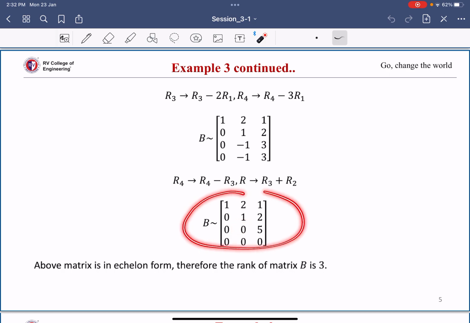So this particular matrix is in echelon form since all the entries below the leading entry are 0. The leading entry of the first row is 1 and all the entries below 1 are zeros. The leading entry in the second row is 1 and all the entries below 1 are also 0. The leading entry in the third row is 5 and the entry below 5 is also 0. This is in row echelon form or echelon form. So the number of non-zero rows in this matrix is 3. So the rank of the given matrix is 3.